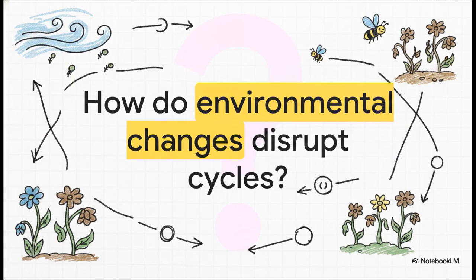As we wrap up today's explainer on plant reproduction, I want to leave you with a pretty big question to chew on. How might rapid environmental changes disrupt these incredibly delicate plant and animal cycles? I mean, if global wind patterns shift, what happens to those fern spores? If insect populations crash, what happens to all of our flowering plants? Biology isn't just a list of facts, it is a massively interconnected web.